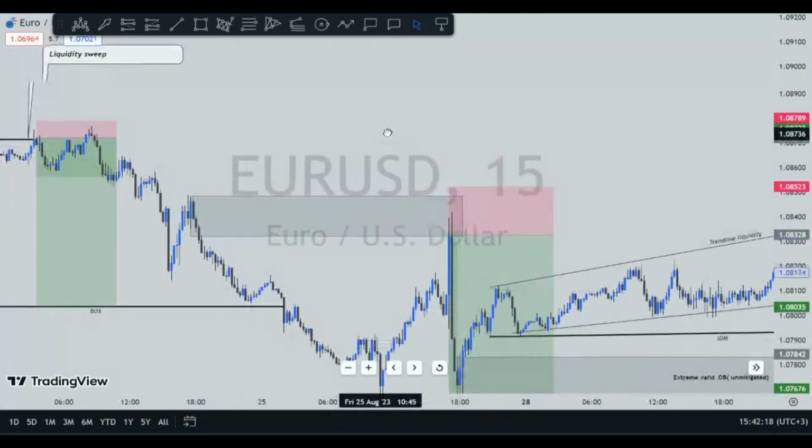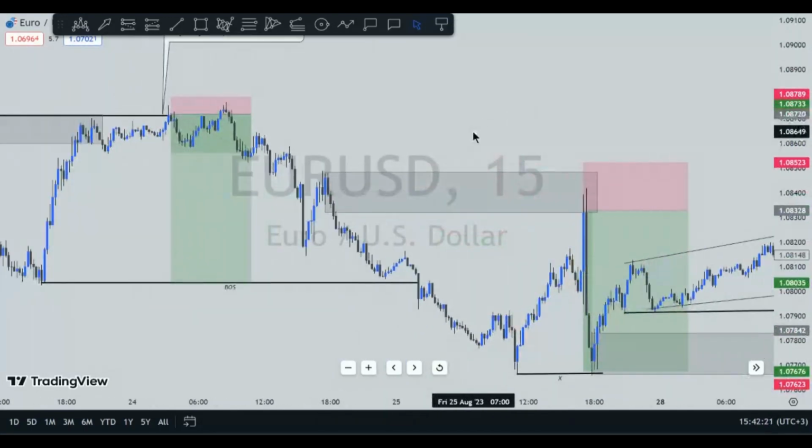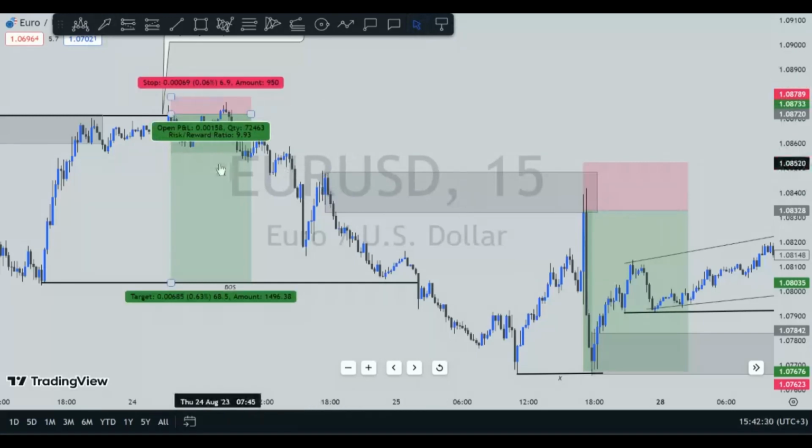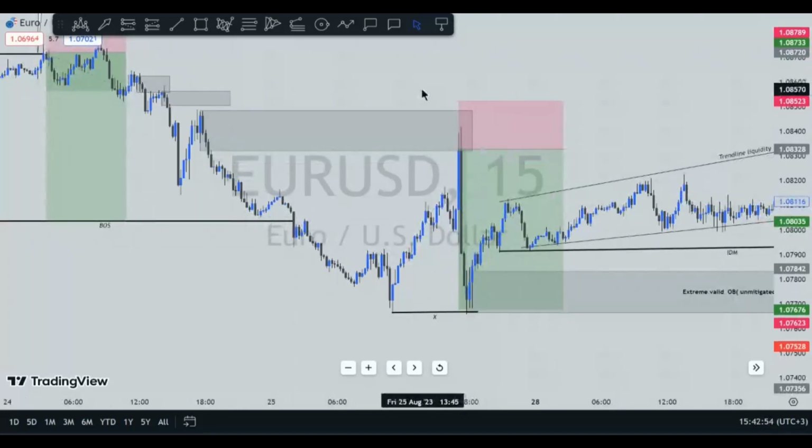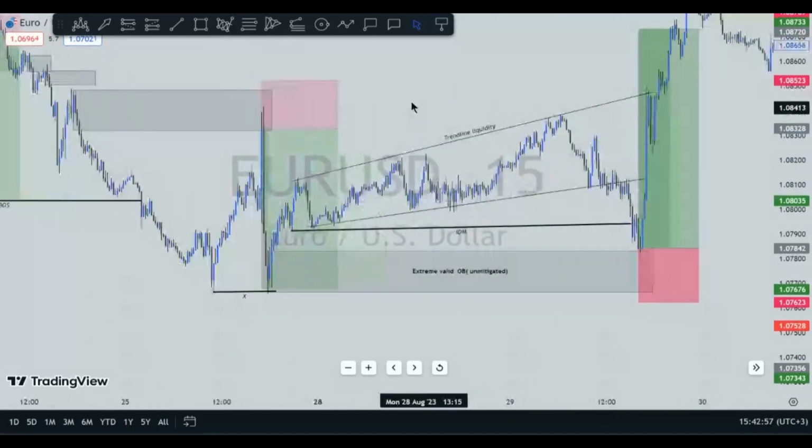So the reason as to why I haven't used this: there is another block here. Let me show you. There is an order block here, then there is another order block here. This one is not mitigated, but that's it.